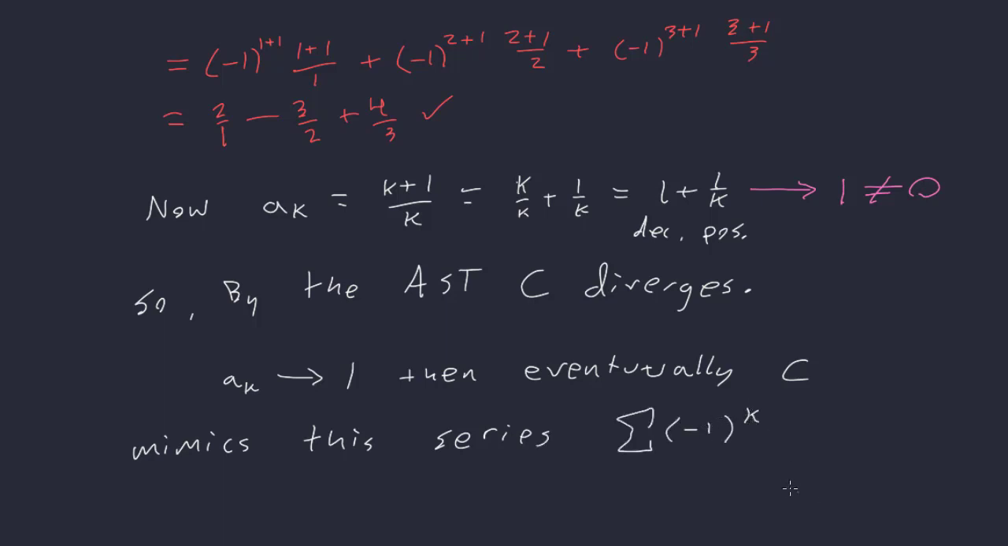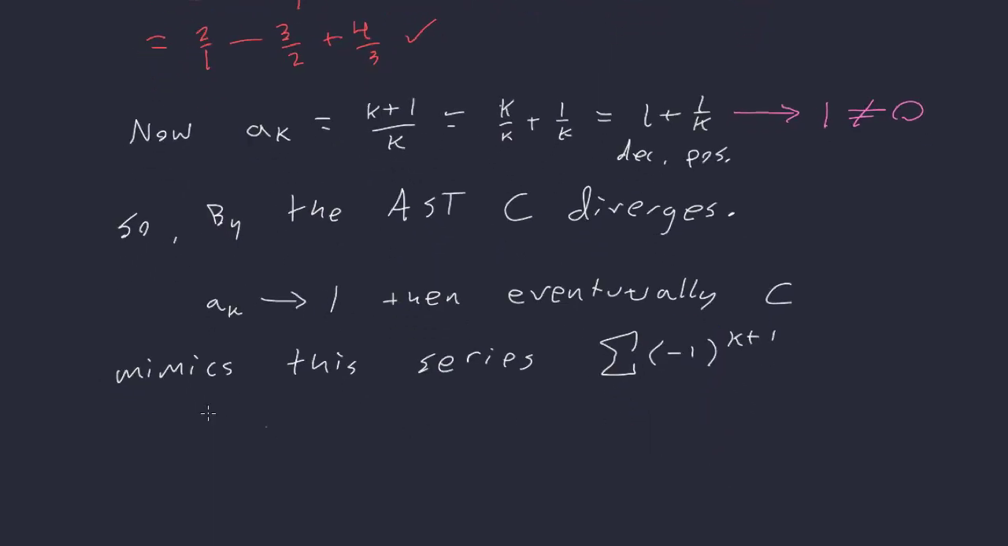Just -1 to the k, or k plus 1. And this series, negative 1 to the k plus 1, does this. It's 1 minus 1 plus 1 minus 1 plus 1 minus 1 plus 1 minus 1 plus 1 minus 1 plus 1, etc. So it's plus or minus 1 over and over again.